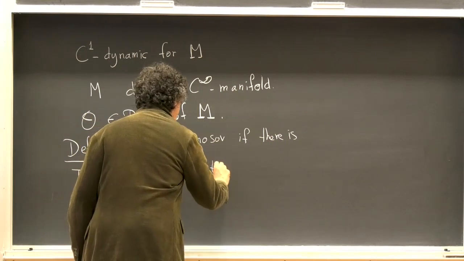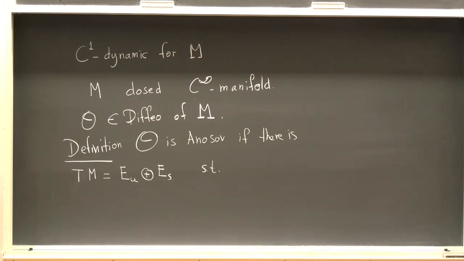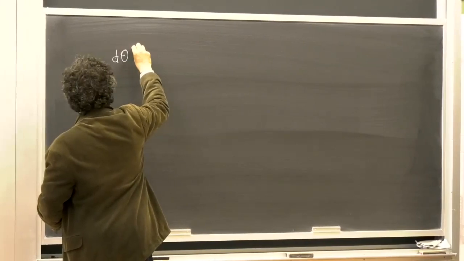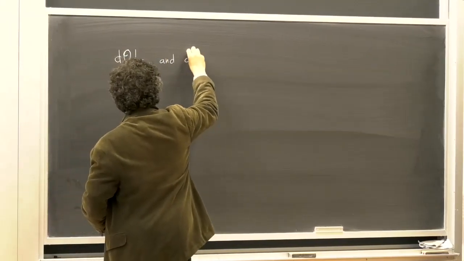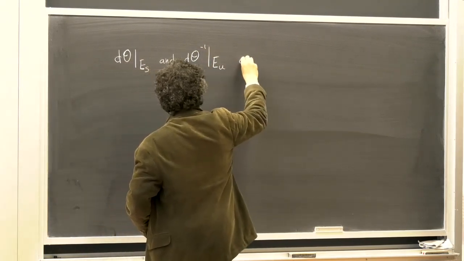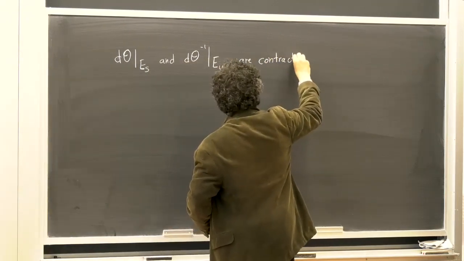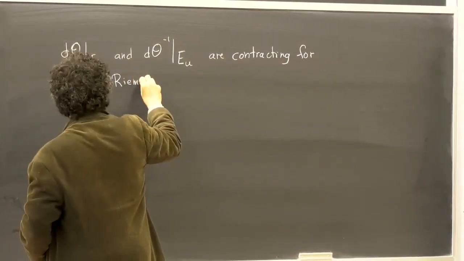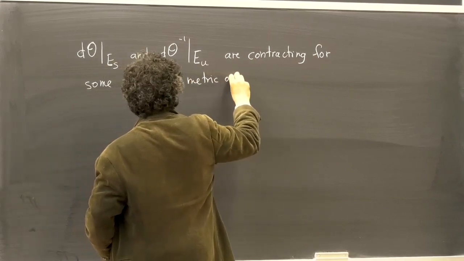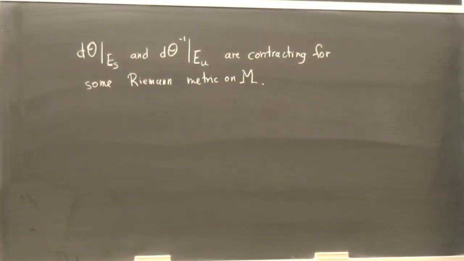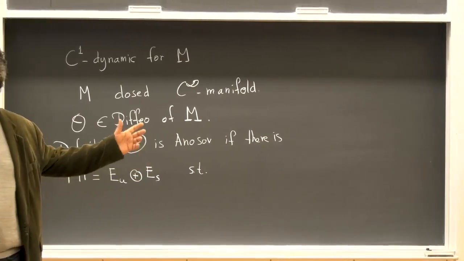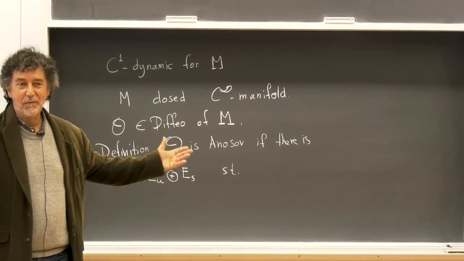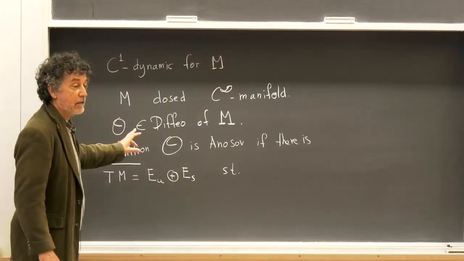such that it satisfies the following property, that d theta restricted to ES and d theta minus 1 restricted to EU are contracting for some Riemann metric on M. And so that's the definition of Anosov diffeomorphism. Quite often, you start with a metric and so you can guess what could be the corresponding condition. But it's strictly equivalent to the original definition because M is closed here.